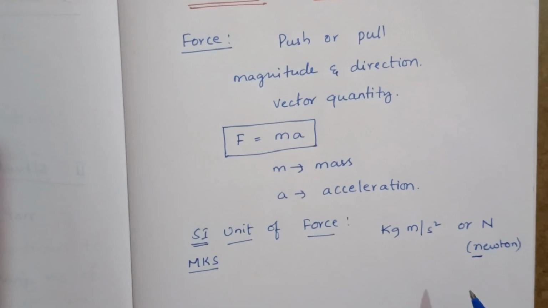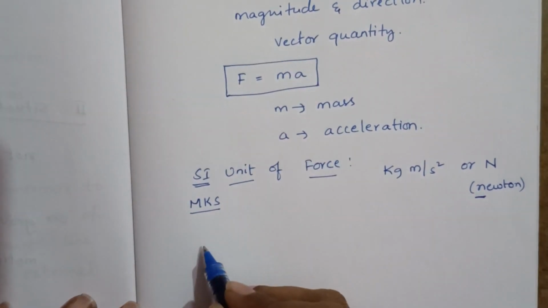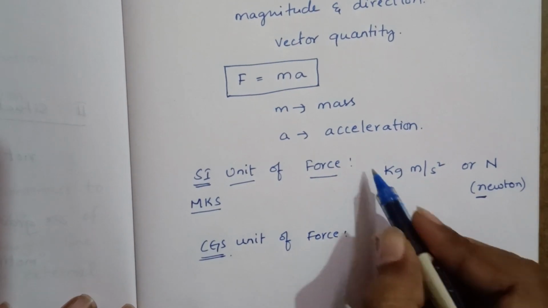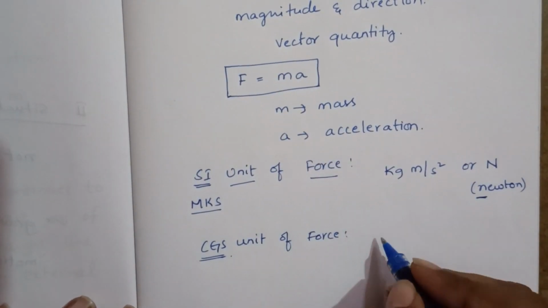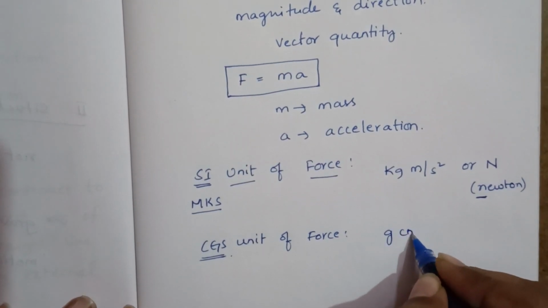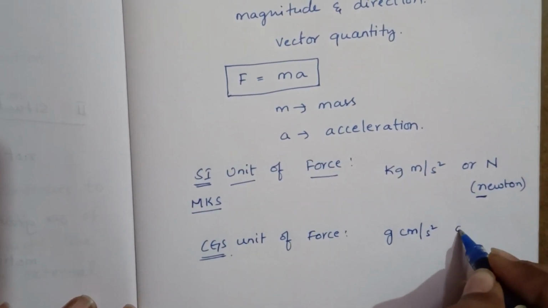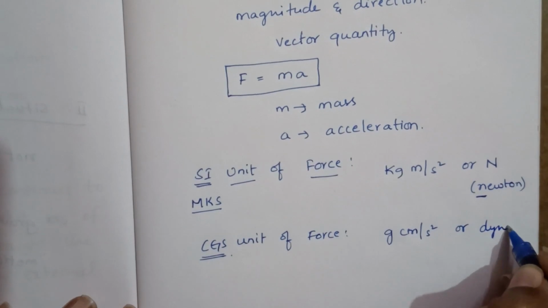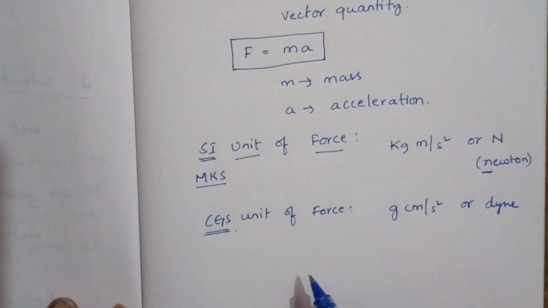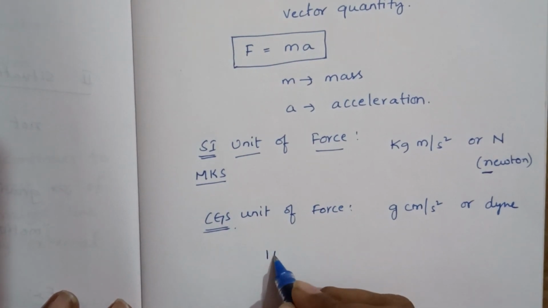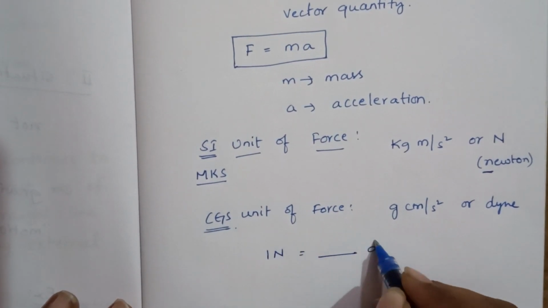Okay. Now the CGS unit of force. CGS unit of mass into CGS unit of acceleration: gram centimeter per second square. It is also known as dyne. What is the relation between Newton and dyne? 1 Newton equals how many dynes?